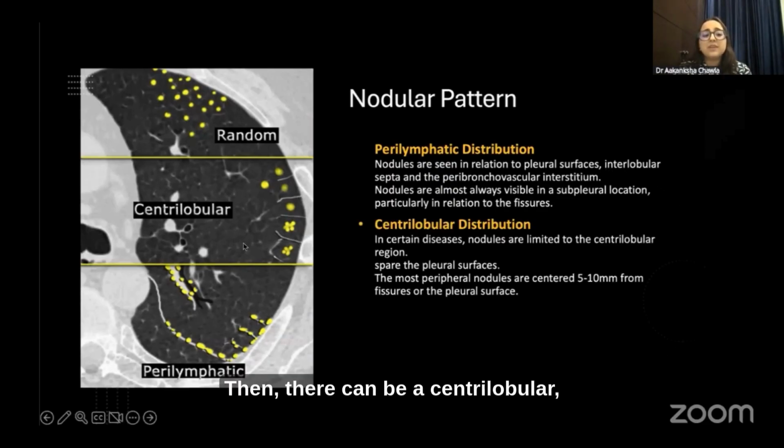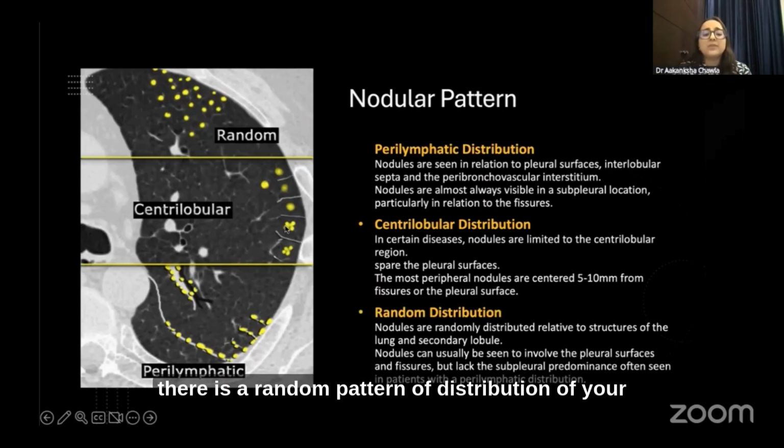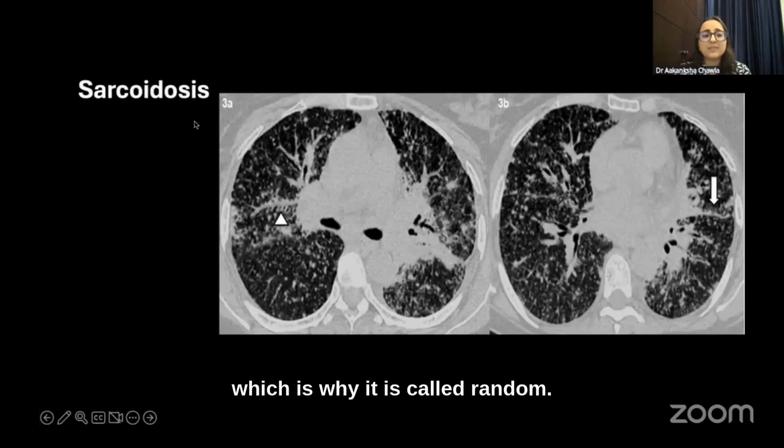Then there can be a centrilobular pattern, like we just talked about with the secondary lobule. And in the very center of the secondary lobule, there can be nodules present. And then there is a random pattern of distribution of your nodules, which can be present across your lung, across your secondary lobule. It can be any distribution, which is why it is called random.